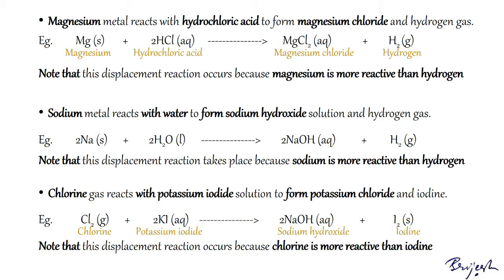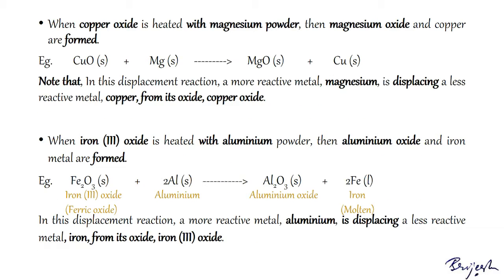When copper oxide is heated with magnesium powder, then magnesium oxide and copper are formed. Copper oxide plus magnesium gives magnesium oxide plus copper. So in this displacement reaction, a more reactive metal, magnesium, is displacing a less reactive metal, copper, from its oxide, that is copper oxide.